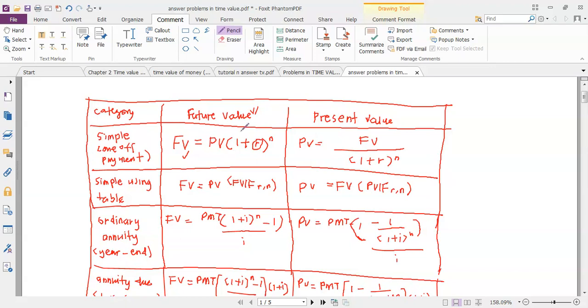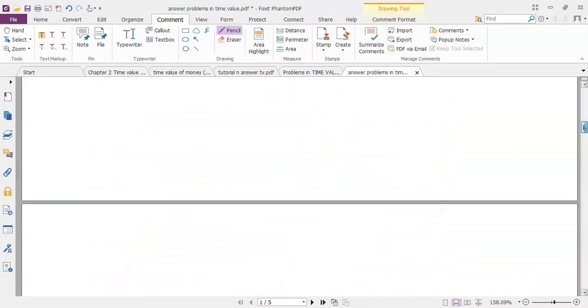Nombor 3. No. Kita akan gunakan, okay. Which one? This is table, using table. Which one, the left or the right? Yes, the right, because here we need to search for present value. So we should use this formula: PV is equal to FV divided by 1 plus R to the power of N. That is the formula that we should use.